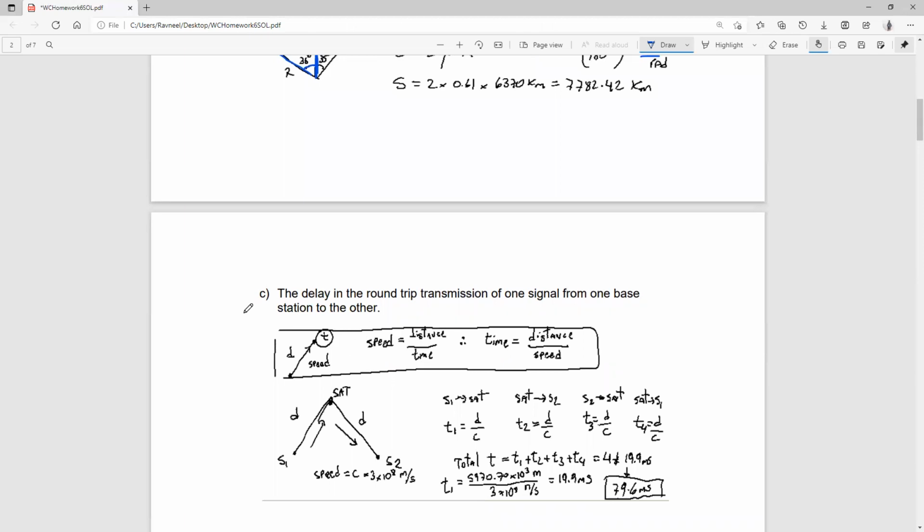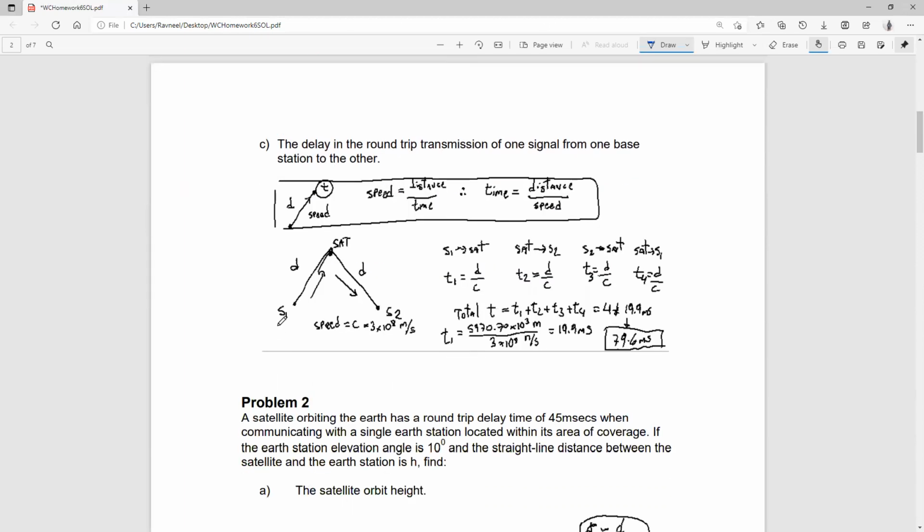Moving on to part C of this particular question. The delay in the round trip transmission of one signal from one base station to another. So the round trip basically means the signal traveling from one station through the satellite to the other, and then back to that same starting station, right? So in this particular case, that will be the total round trip transmission delay.